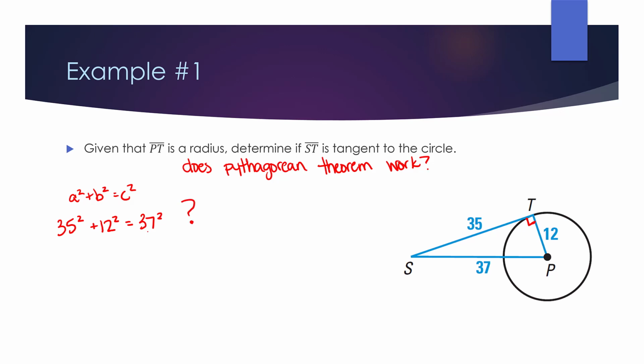Yes or no? So we'll go ahead and we will square 35, which is 1,225, plus 12 squared, 144. And we want to know, does that equal 37 squared? In other words, 1,369. Combine the values on the left, so 1,225 plus 144.